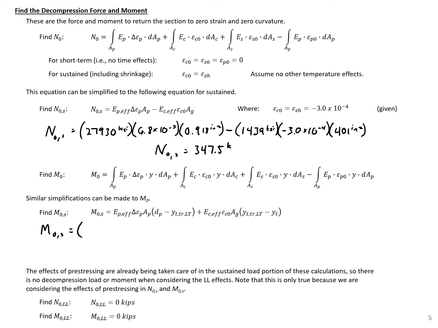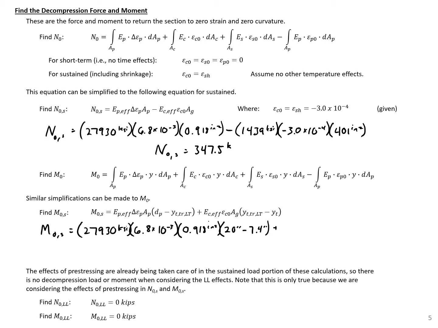Our M naught sub S is going to be equal to 27,930 times our locked in pre-stressing strain, 6.8 times 10 to the negative third, times our area of pre-stressing, 0.918, times dP minus YT transformed, so the distance between the centroid of the section and the centroid of our strands, 20 inches minus 7.4.